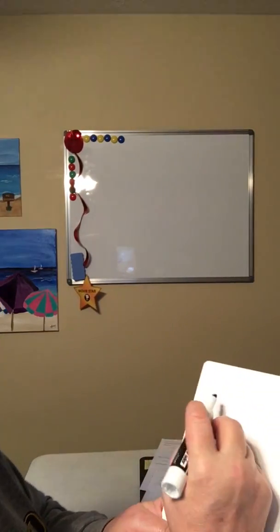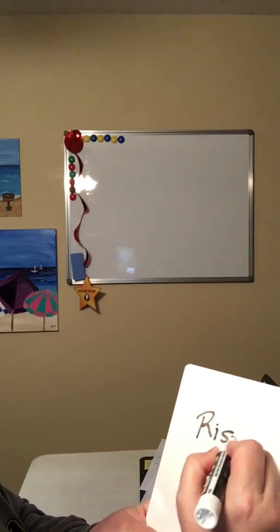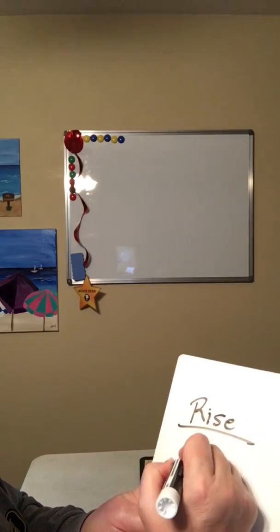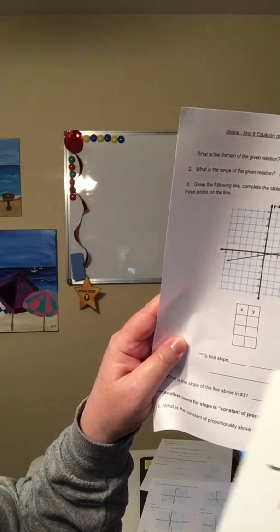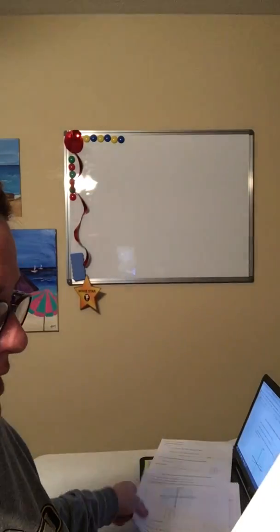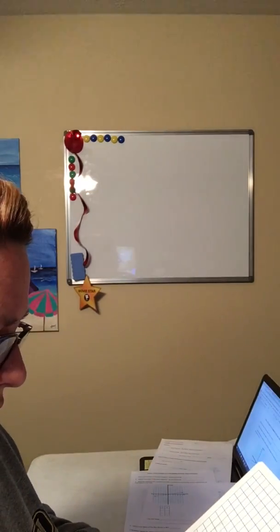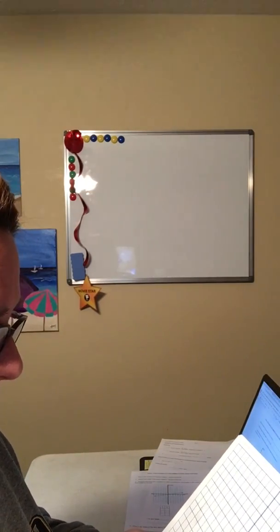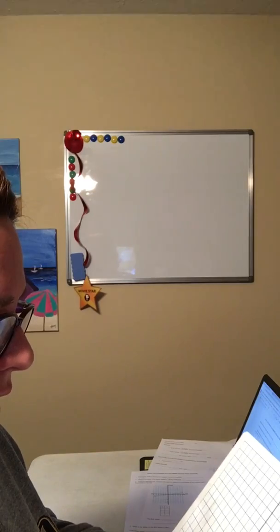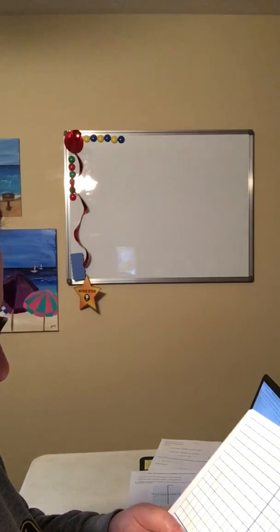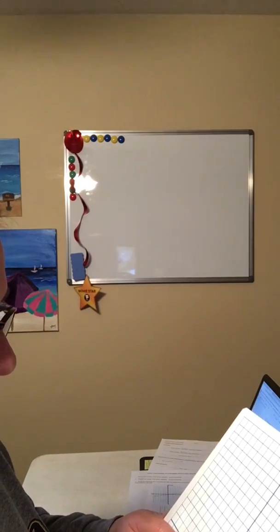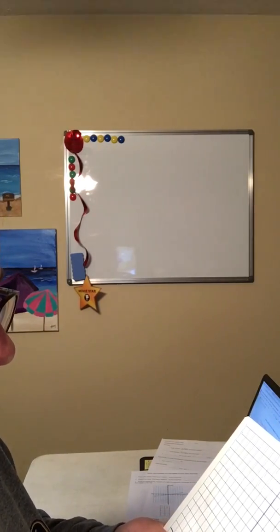The first blank is you are going to use rise over run. Rise over run. So to find slope, in this blank, you're going to put rise over run in the first blank. How do I do that? All right, so let's say I have a line that looks like this.